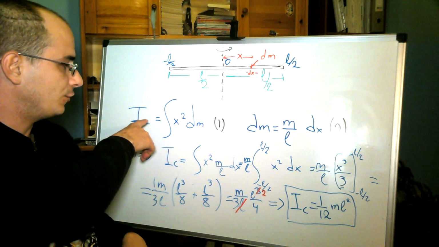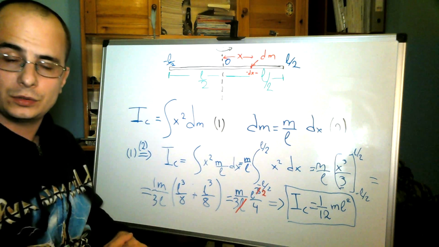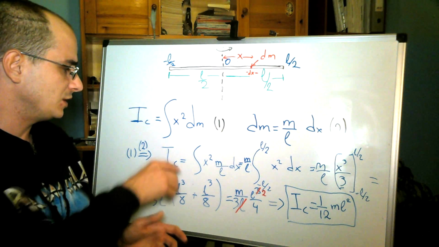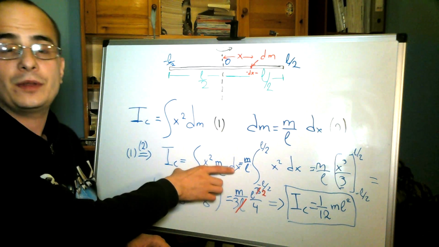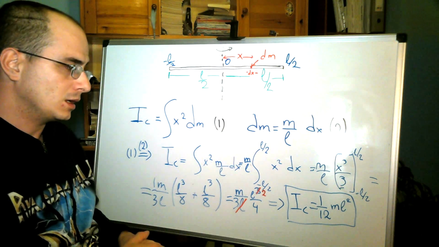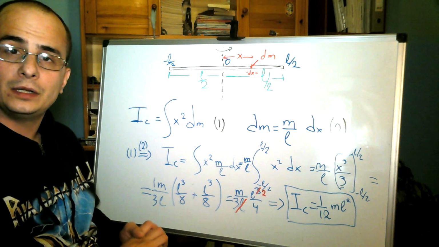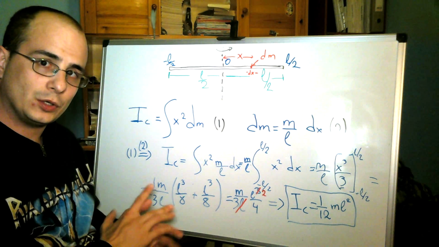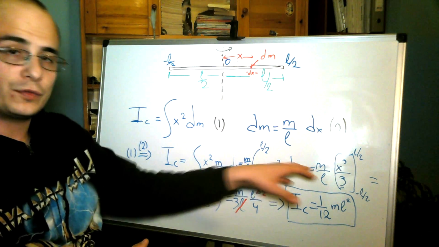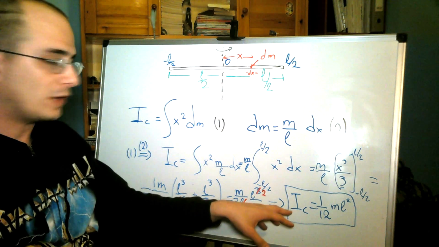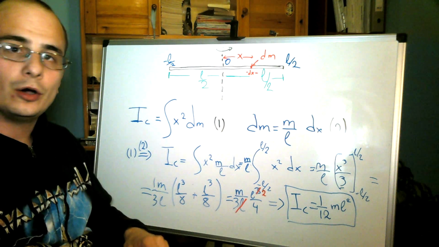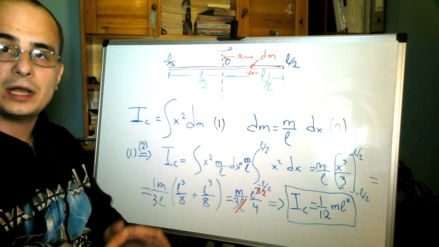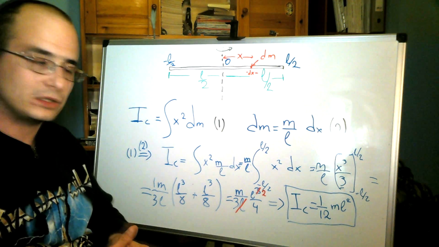Now we have the first equation and the second equation. We put them together and it gives us this mathematical formula. We move the M divided by L quantity out of the integral because it's constant. We solve the integral and we find that the moment of inertia of the uniform rod about an axis through its center is the following.